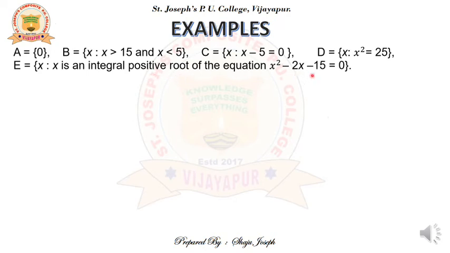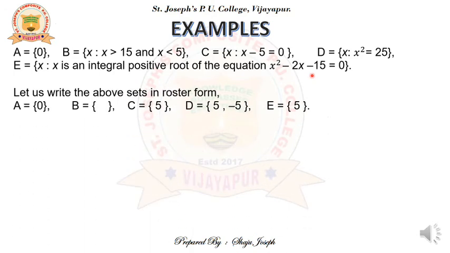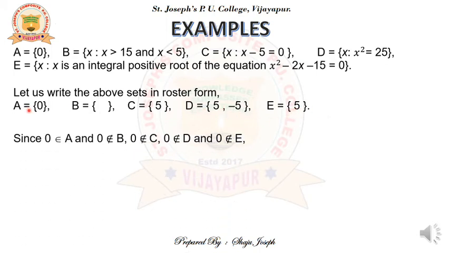I'll write them in the roster method, the list method, as follows. A is a singleton set with 0, B is a null set, C is a singleton set with 5, D contains 5 and minus 5, E contains 5. Let me compare A with each one of them. What happens? A contains 0, but 0 is not in B, 0 not in C, 0 not in D, 0 not in E. Means A is not equal to any of the sets. See, 0 does not belong to any of the other sets.